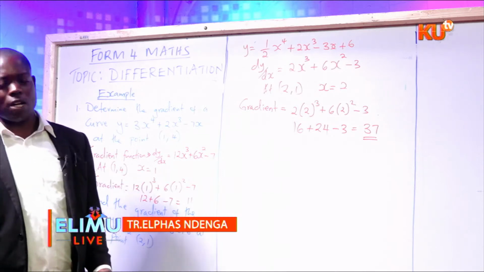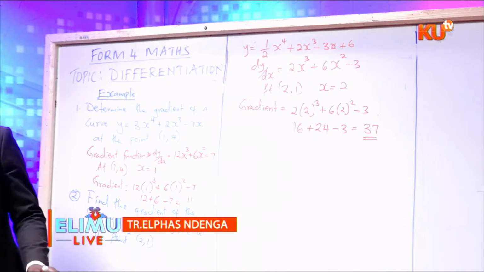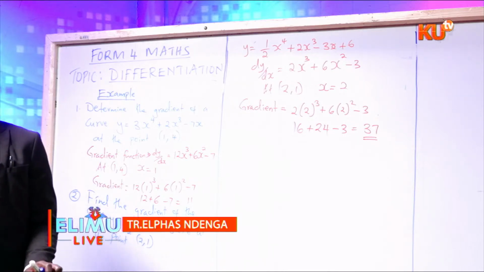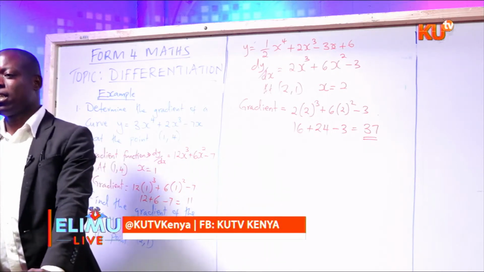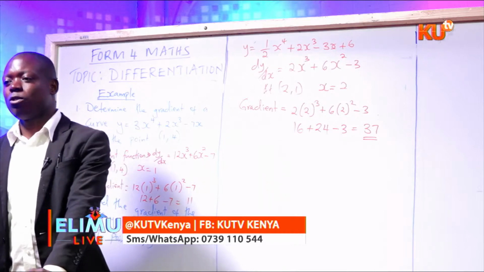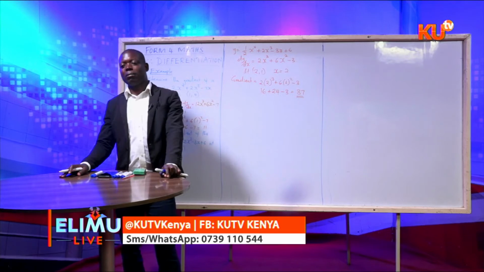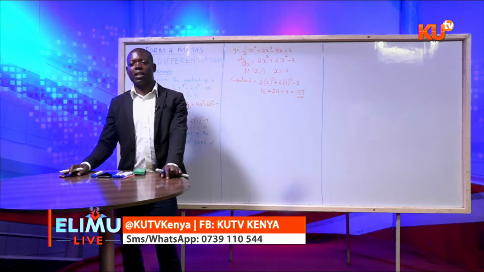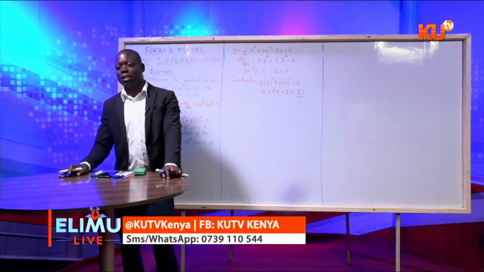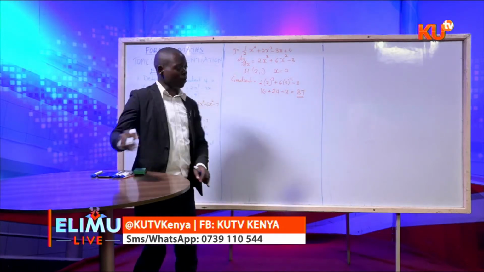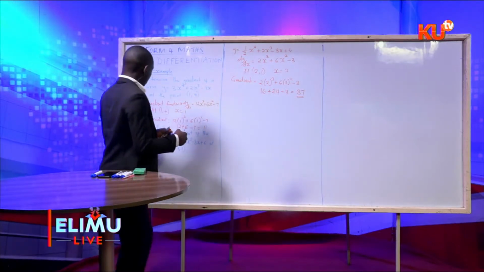That is how we get the gradient of the curve at a point. The procedure is simple. Simply find the dy dx, and the dy dx gives what we call the gradient function. Then at the given point, substitute the value of x in the gradient function to obtain the gradient of the curve at the said point. So let's do the last example and see what we've explained.